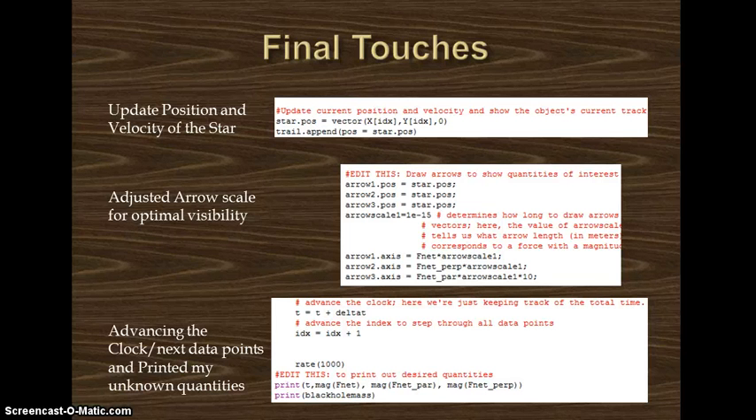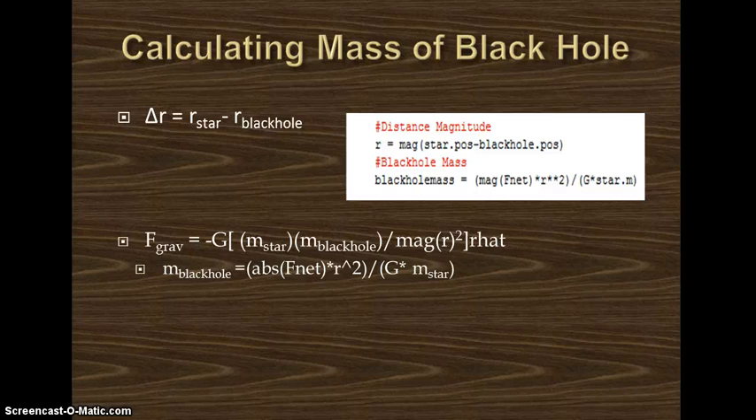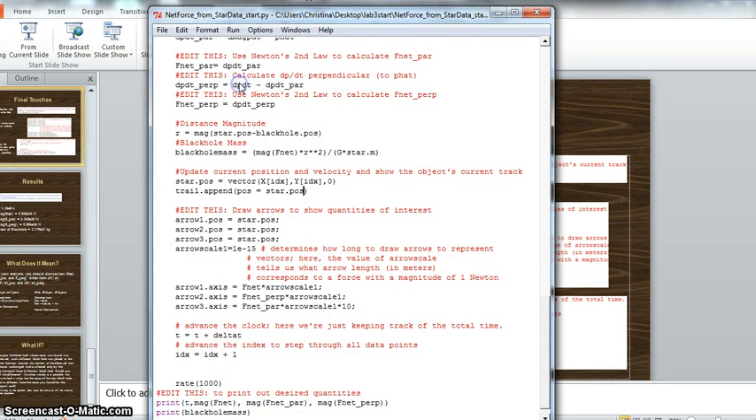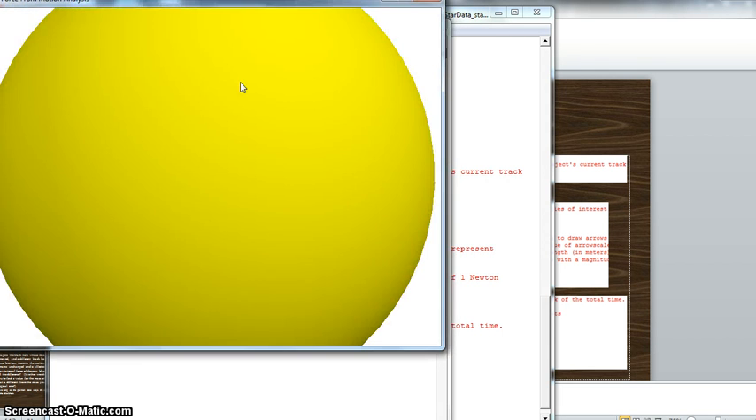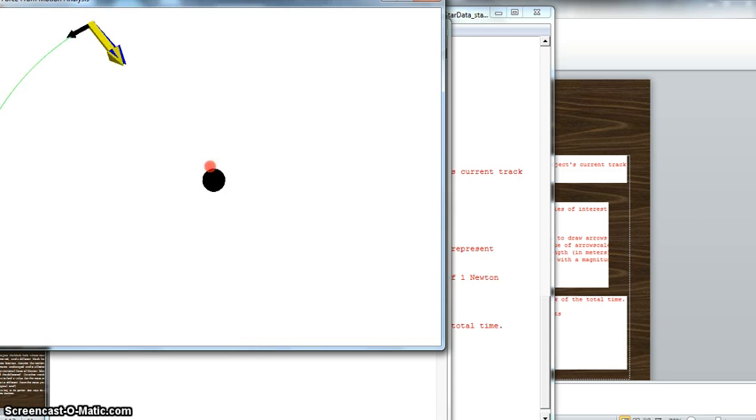Now let's see the computer model. As you can see, there are 3 arrows present on the star. Yellow is Fnet, blue is F perpendicular, and black is F parallel. Both the yellow and blue arrows change in size, as they are larger as they approach the black hole and smaller as they move away. This demonstrates the gravitational force increases with proximity, which follows Newton's law of gravitational force, whereas the black arrow, F parallel, stays constant in size because the star is orbiting at a constant rate.